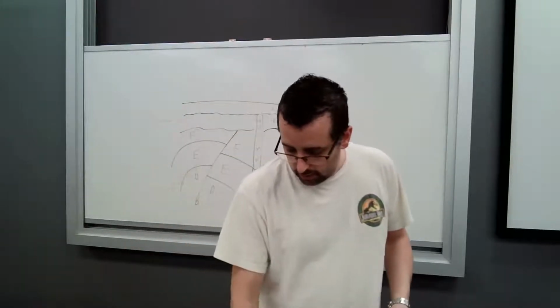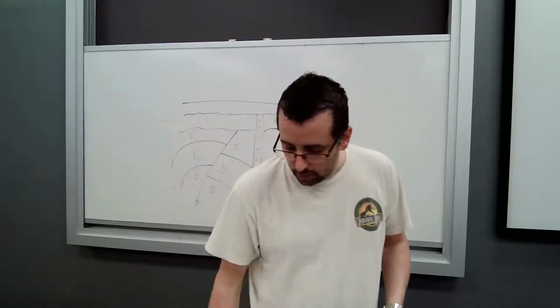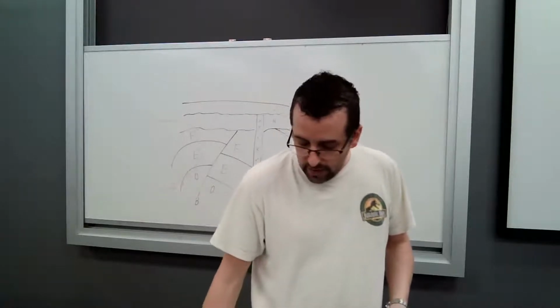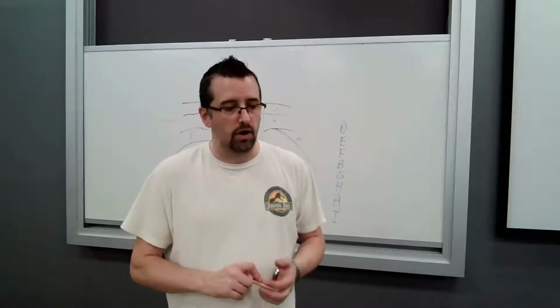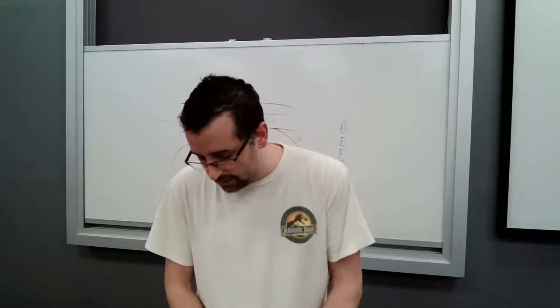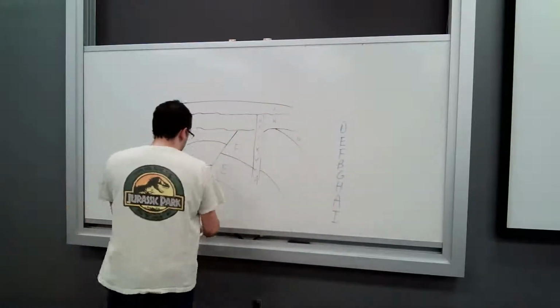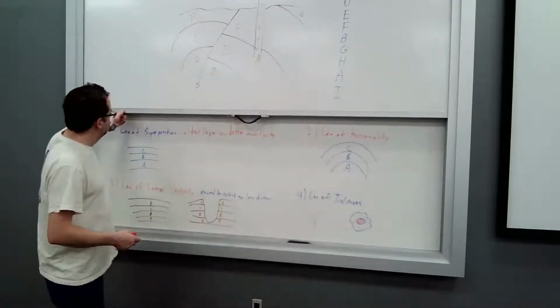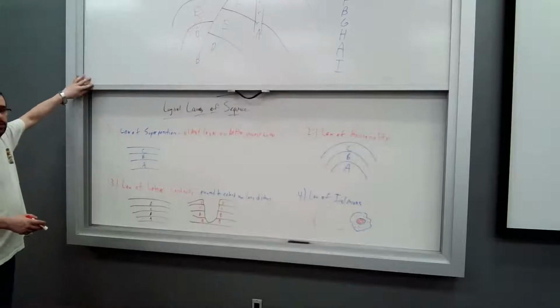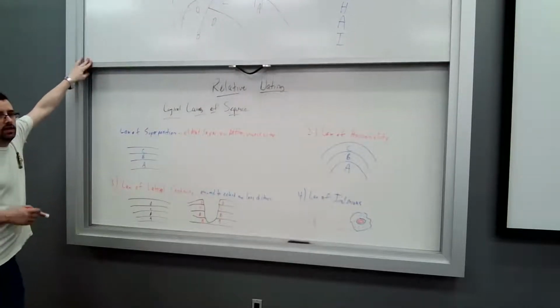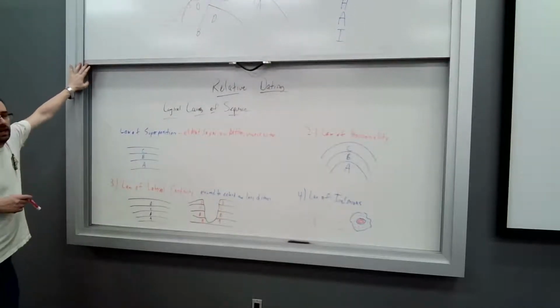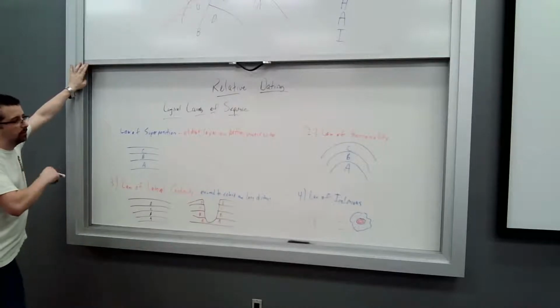Because the unconformities and nonconformities and so on are very closely related to this. We talked about them all at once. We spent about 2 weeks on this, and most of it came down to understanding these laws. But these laws for relative dating, the logical laws of sequence, are something you need to know.